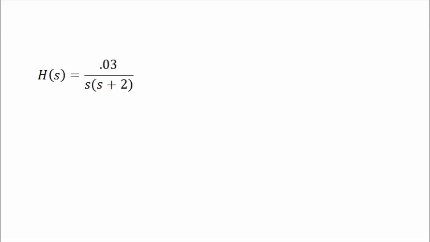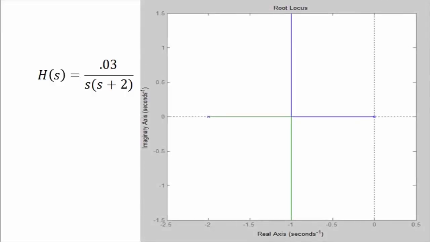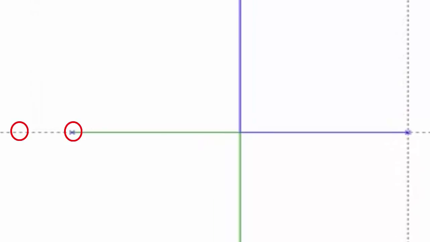Now for the compensator, we need to check where the poles of our plant are. For the transfer function H(s) = 0.03 / (s(s + 2)), we can see that we have a pole at the origin and one pole at minus 2. So we decided to use a PID compensator, which gives us 2 zeros and 1 pole at the origin. And we can cancel out one zero with the pole at minus 2.